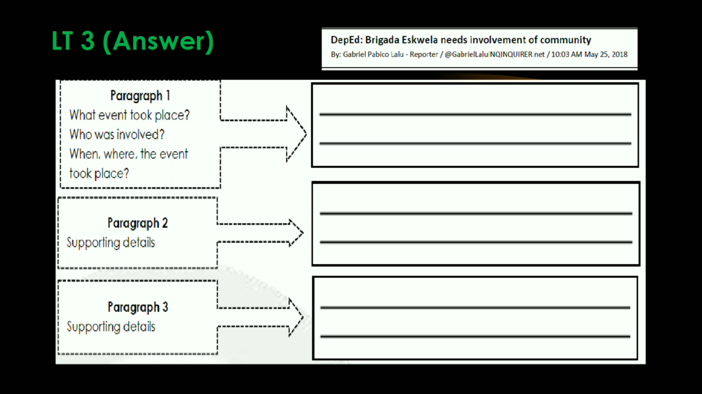For paragraph 1, you have to include the what, the who, the when, the where. What event took place? Who was involved? When and where the event took place. So, that should be in paragraph 1. For paragraph 2, you give the supporting details, and paragraph 3, another supporting details. So, your news report should have at least 3 paragraphs containing the following that is written on the screen.